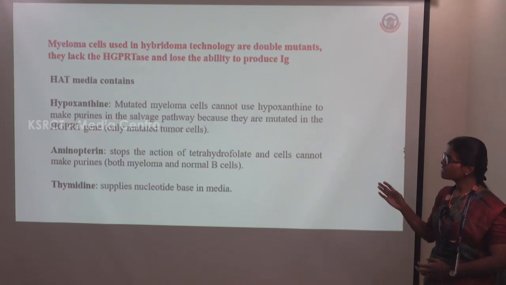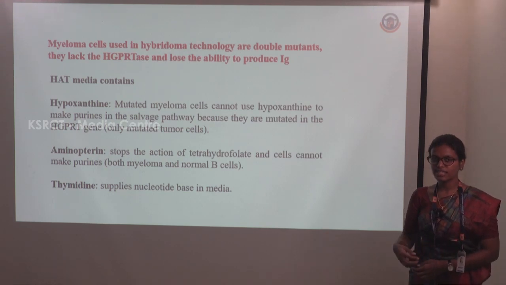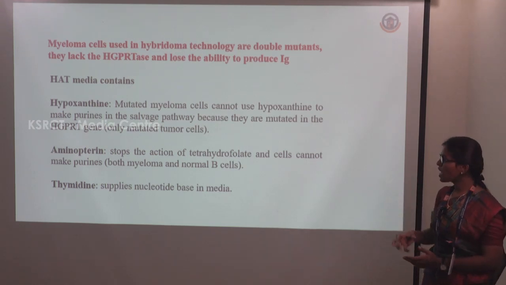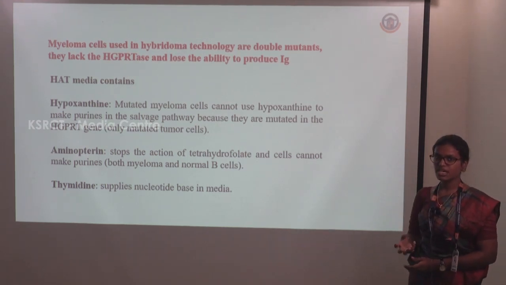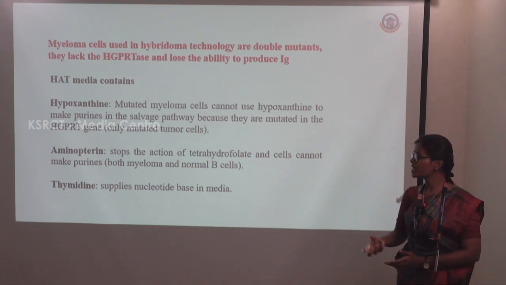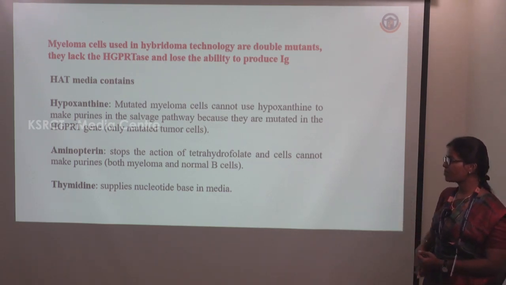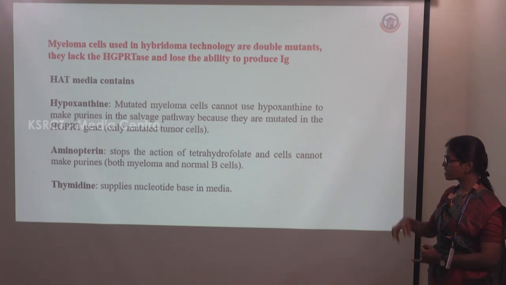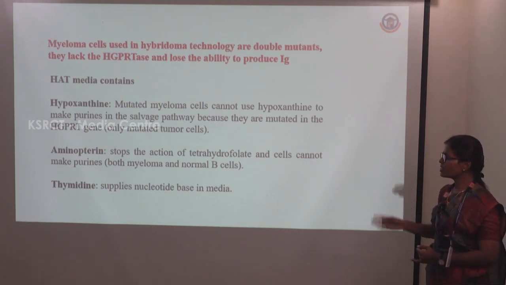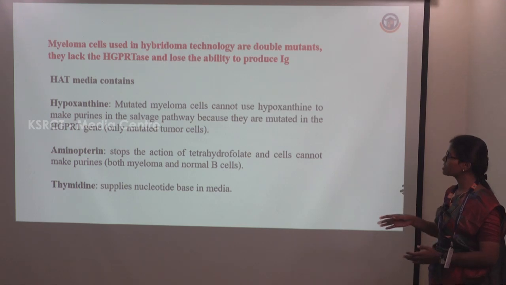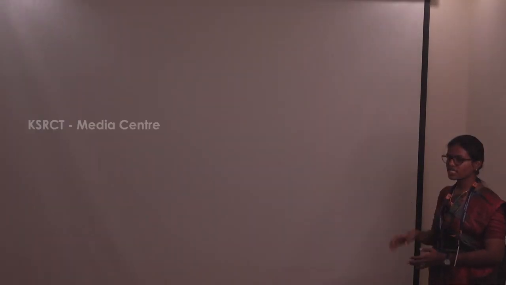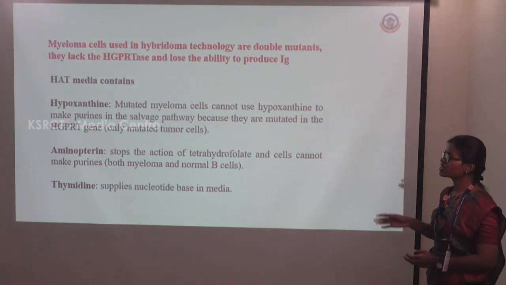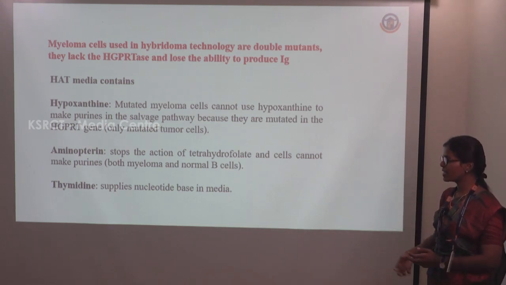Next, the myeloma cells used in the hybridoma technology, in the sense cancer cells that we are using in the production of monoclonal antibodies, won't have that HGPRT gene. In the sense, the gene will be mutated in those cells, and HAT media contains hypoxanthine. It is used for the selection of myeloma cells. Then mutated myeloma cells cannot use the hypoxanthine because they lack the HGPRT gene. Then they cannot make purines to replicate the cells.